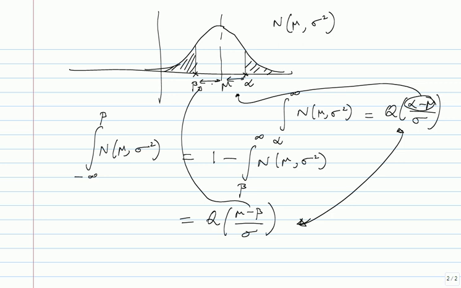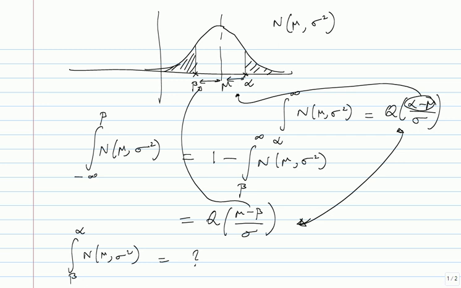You can also use this to write the integral from beta to alpha of the normal PDF. What will this be? Anyway, this is an assignment for you. Try this. It's not too difficult. Write it in terms of the Q function. Alright? So that's the probability.